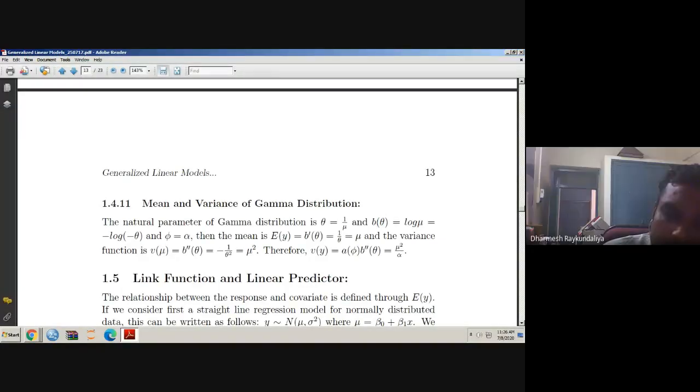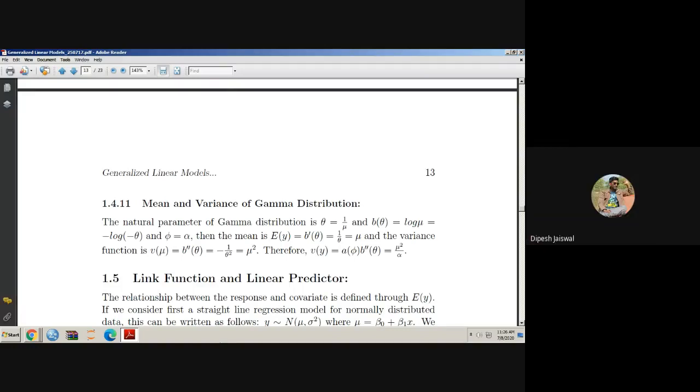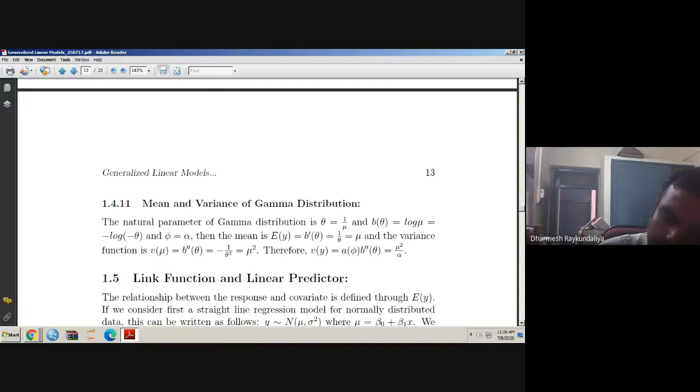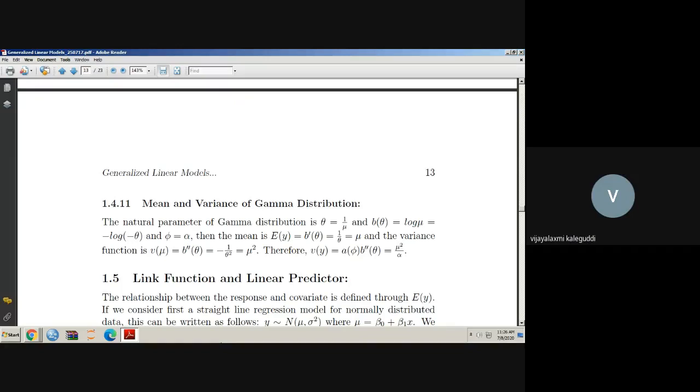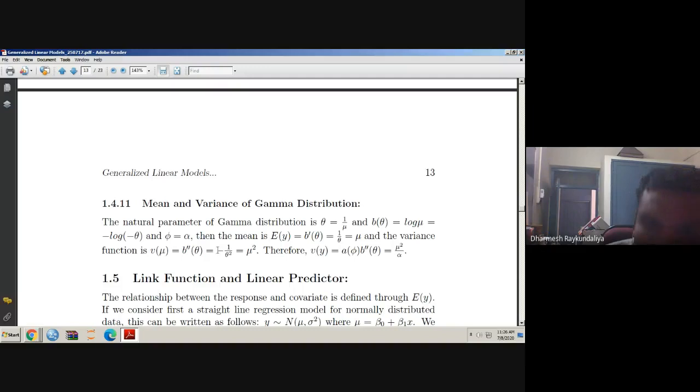So this is a mu square. What is the form of variance of phi? It is a of phi into b double dash theta. And what is the phi? The phi is a 1 by alpha, and b double dash theta is a mu square, so it is a mu square by alpha. Okay, I think there is a small mistake here also.